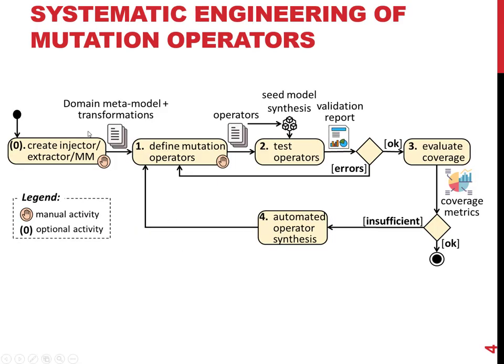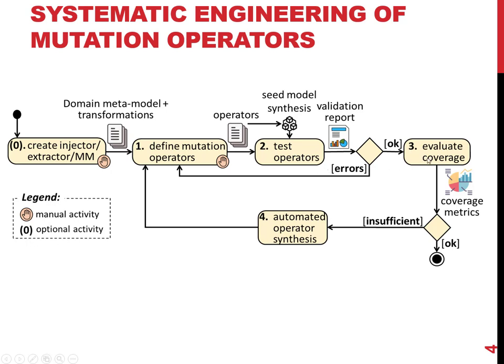Here we can see the complete process of our proposal for the engineering of mutation operators. This methodology is independent of the kind of the artifact to be mutated, as the artifacts that we are using are models. In step 1, the engineer defines the mutation operators, which are coded in the WODEL DSL. In step 2, the engineer validates the defined mutation operators by executing them over test models, which may lead to detect possible errors in these operators' implementation. This is the step where the seed model synthesis takes place.